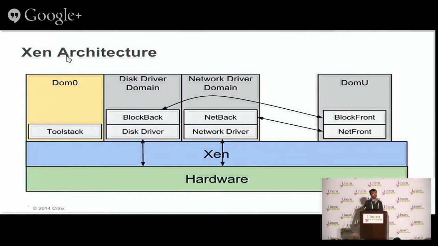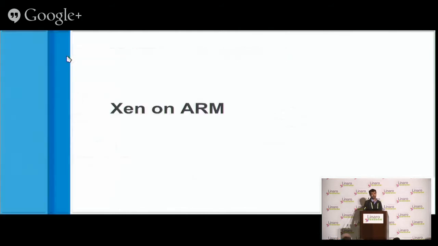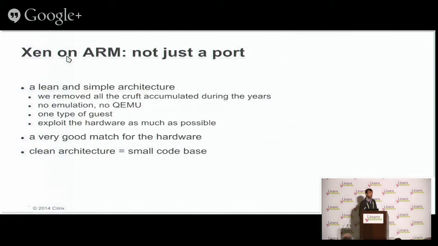What is more interesting is that I believe that actually Xen on ARM is better than Xen on x86. The reason is that when we started the project, we didn't just do a straight port of Xen to the ARM architecture. We actually took the opportunity to re-architect Xen, to improve it, to remove the crap that we accumulated over the many years of x86 development.